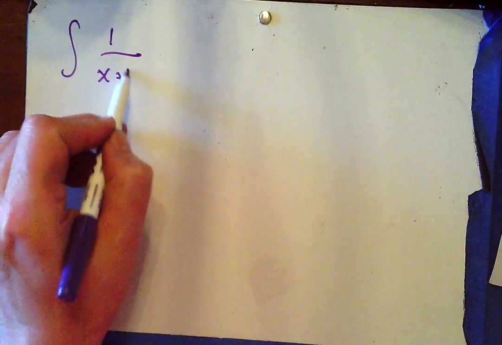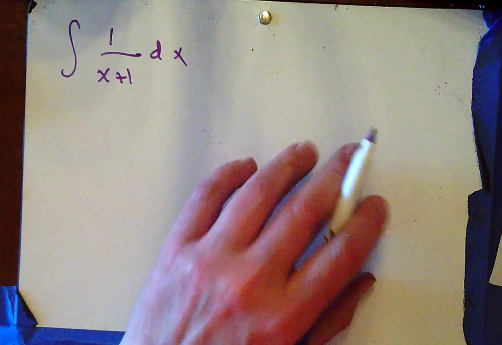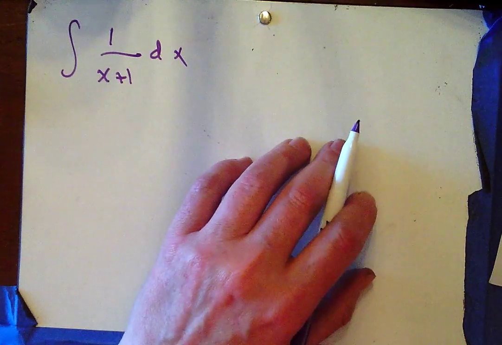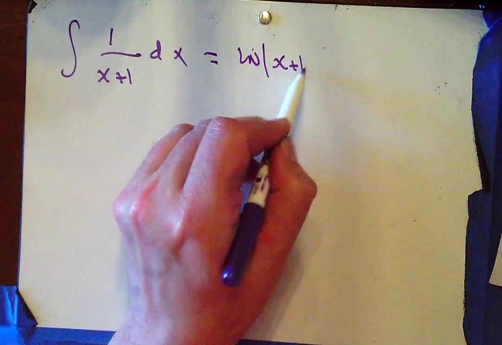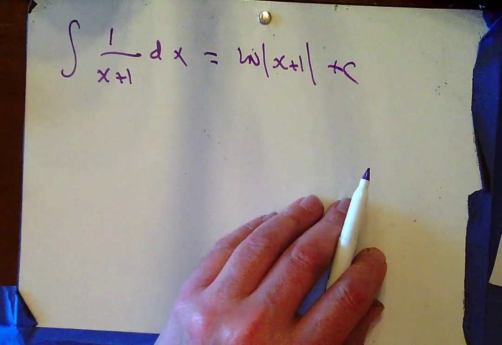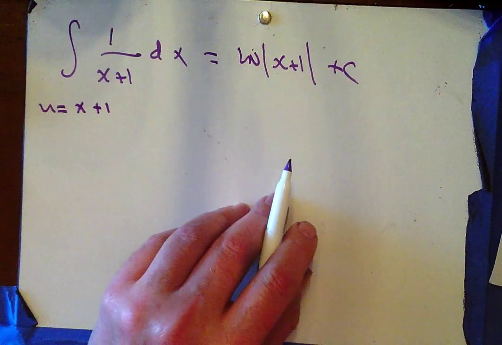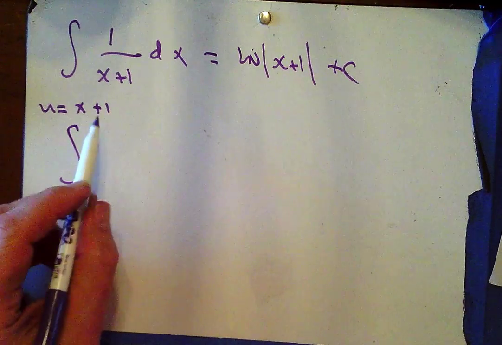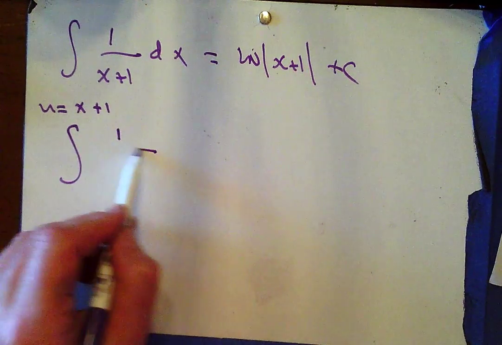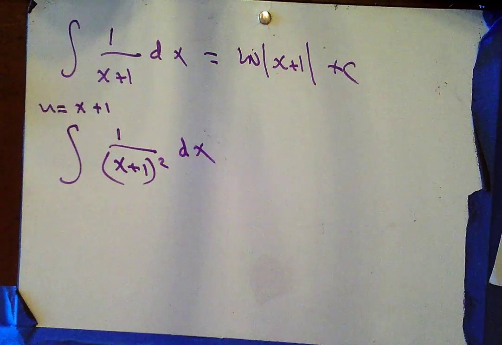Okay, here, let's go. The integral of 1 over x plus 1 dx. I hope you ended up with ln of x plus 1 plus c. You could do it with a u substitution, where u was x plus 1 if you needed to. How about this integral? 1 over x plus 1 squared dx.